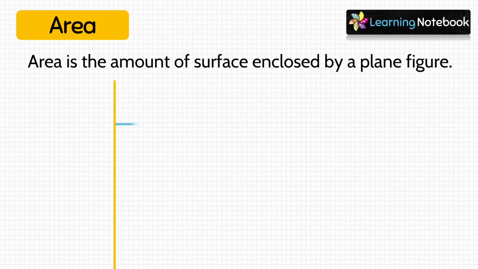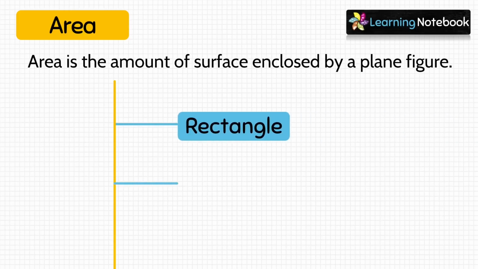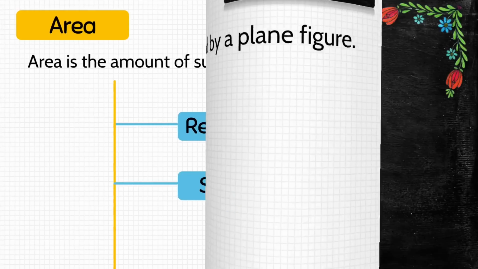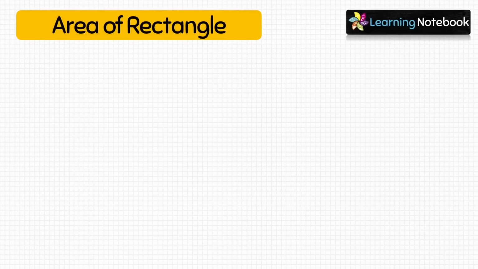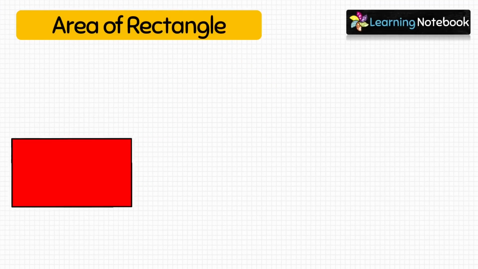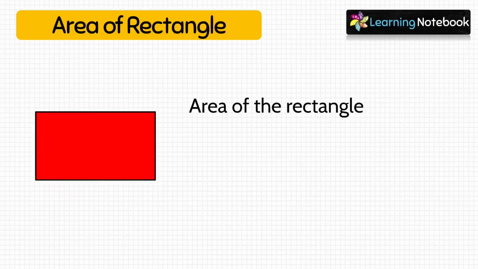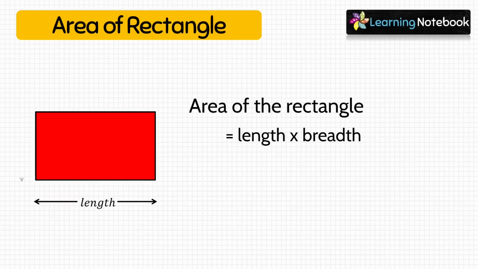And in this chapter, we are going to learn area of rectangle as well as area of square. First, we will learn about area of rectangle. Area of a rectangle equals length into breadth. So students, if we are given the length and breadth of a rectangle, we can easily find its area.